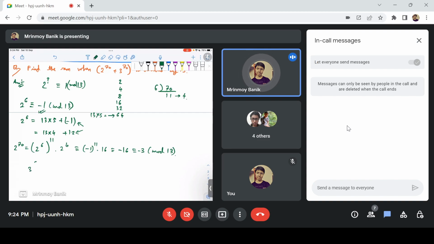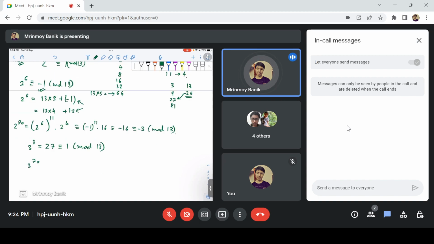Similarly, for the second term, 3 power 70, we again write down the powers of 3. So 3, 9, 27, 81. For 13, we have 13 ones are 13, 13 twos are 26, and this is 27. So we know that 3 cube is equal to 27, which is congruent to 1 mod 13.